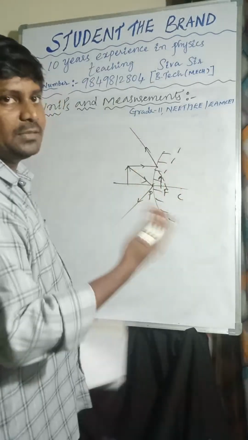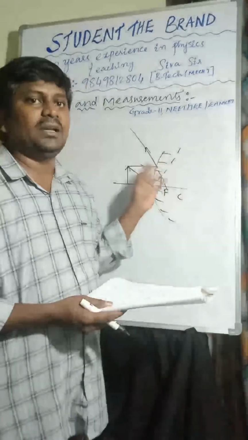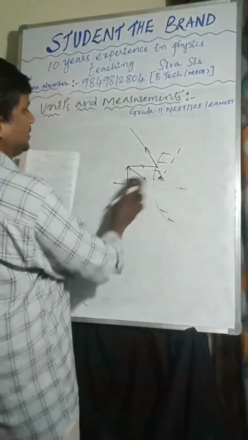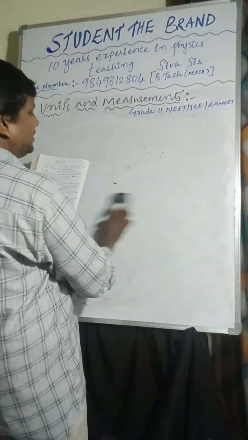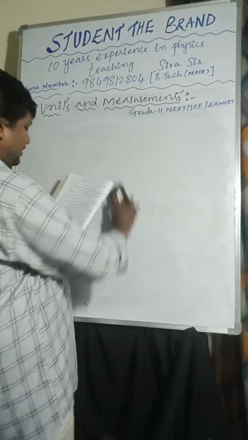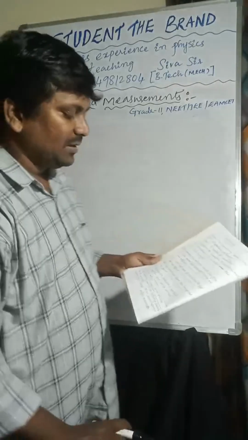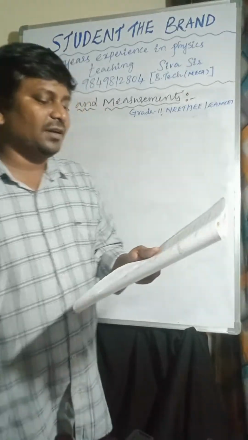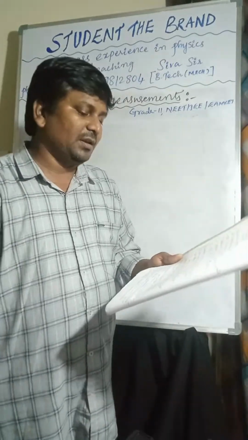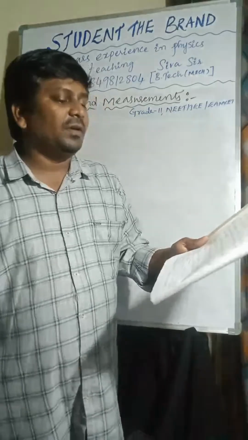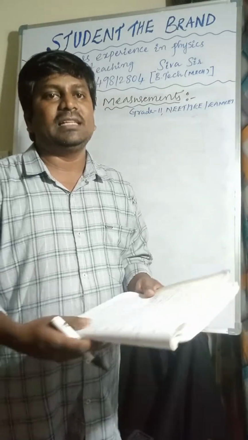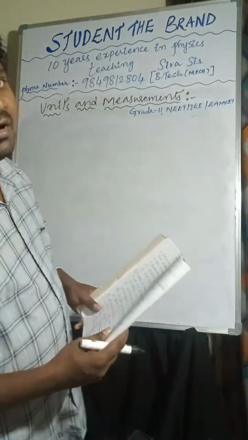If the object is placed at infinity, the image will form at focus. In that case also the image will be diminished. So in a convex mirror the image will always be erect and diminished. Next, an erect image of the same size as the object, where will we get that? In a plane mirror. Now the distinction between concave mirror and convex mirror: they are asking about the difference between concave and convex mirror.